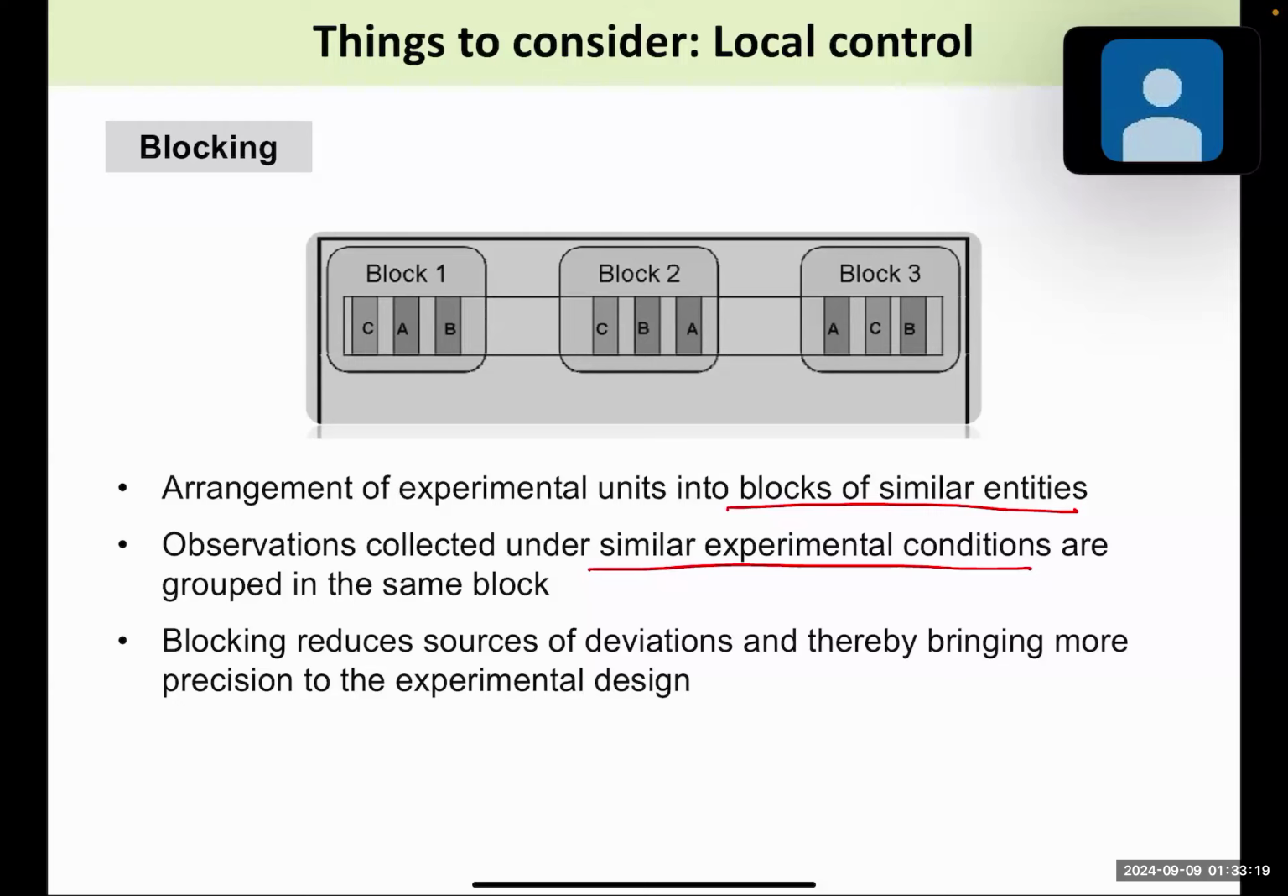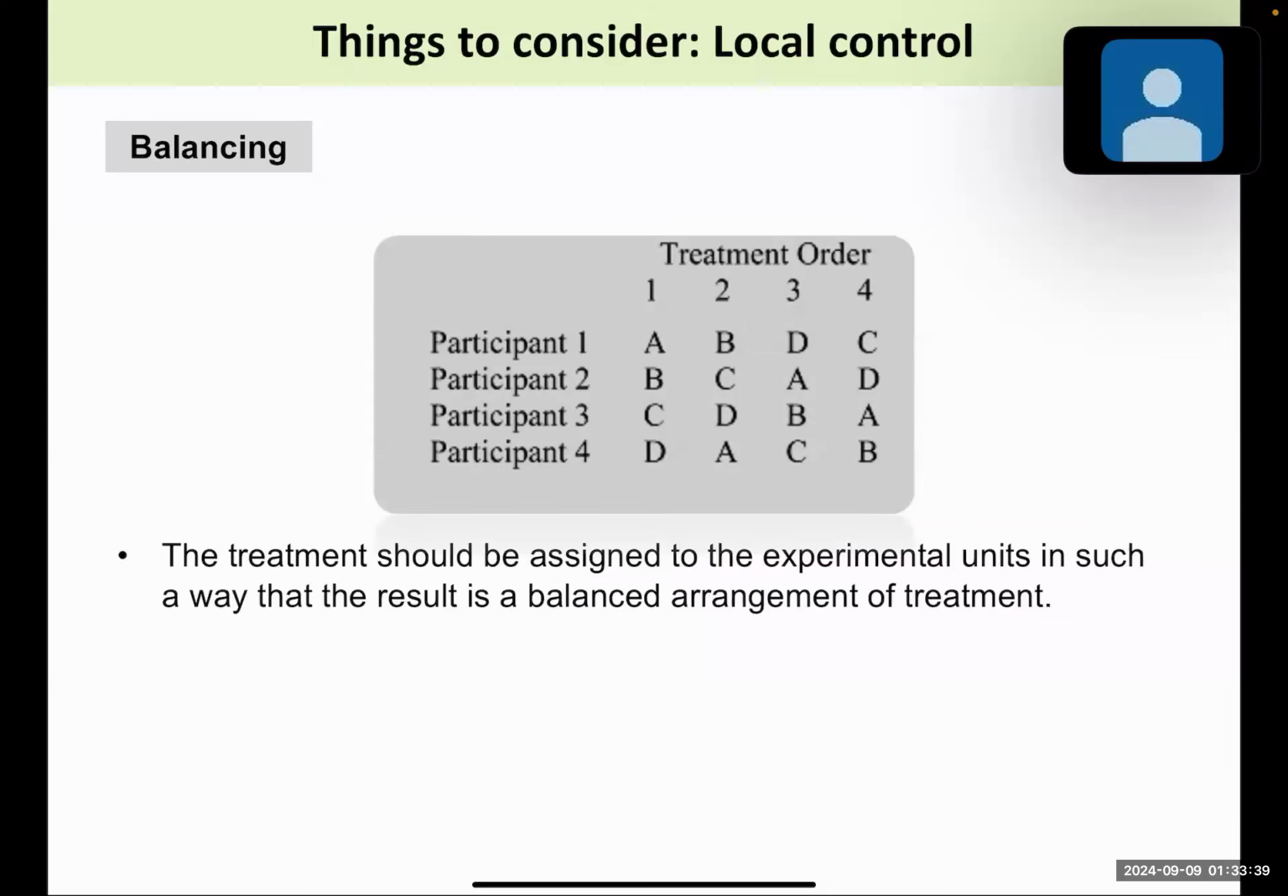So blocking reduces sources of deviations, and thereby brings more precision to the experimental design. And then you also need to consider balancing, right?